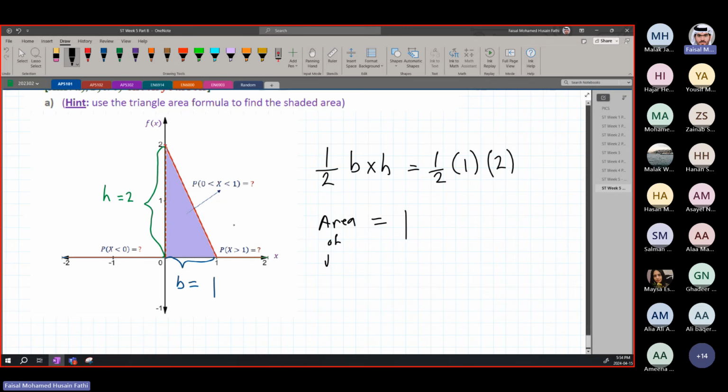All right? It is very simple. You just have to remember your basic shapes and your basic areas of a shape from Math 1.